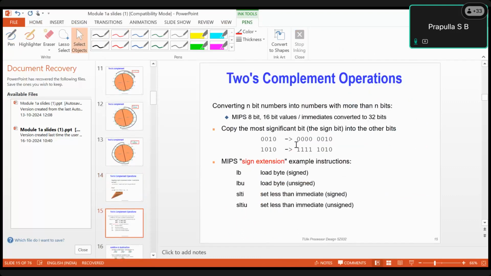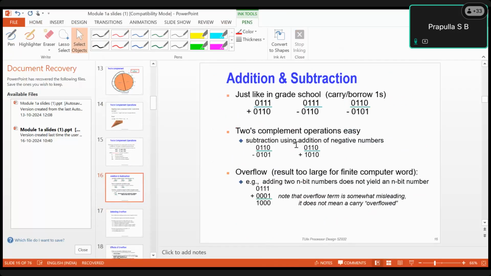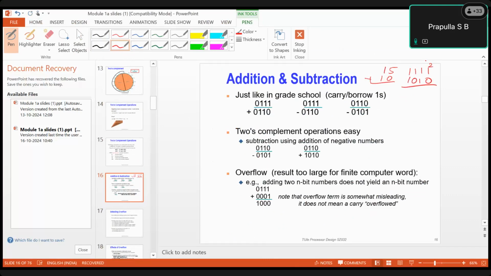Now, quickly I will take you through the addition and subtraction of numbers. So how can you perform the addition and subtraction of numbers? Say for example, they have given you to add 15 and 10, you think. Okay, how do you represent 15? 1111. And 10 is represented as 1010. I think by now you all are aware of this. 2 power 0, 2 power 1.